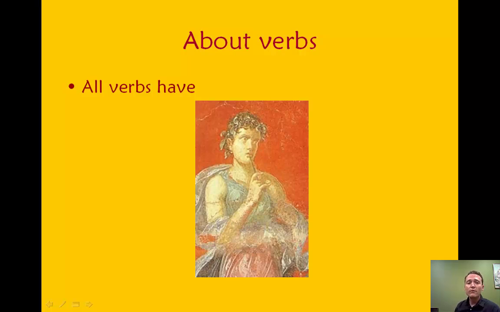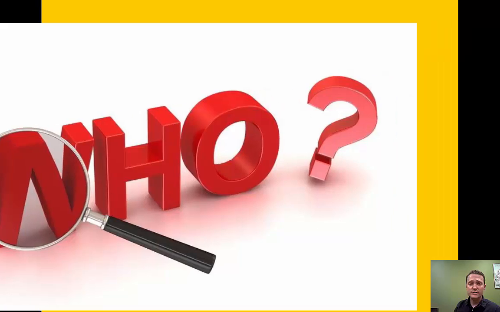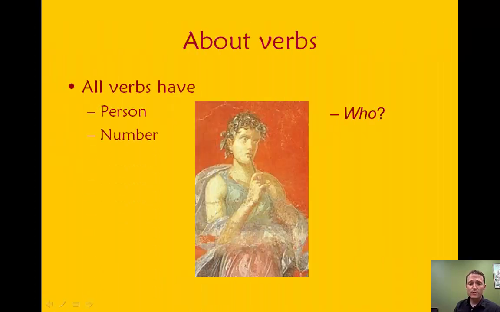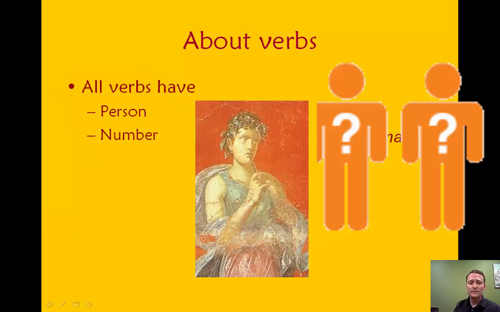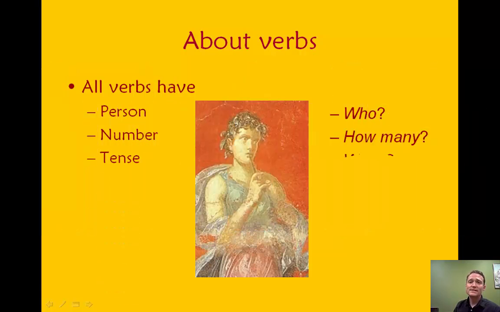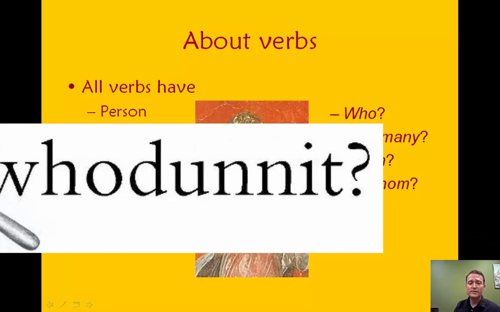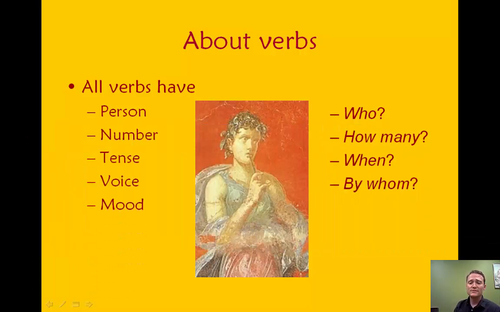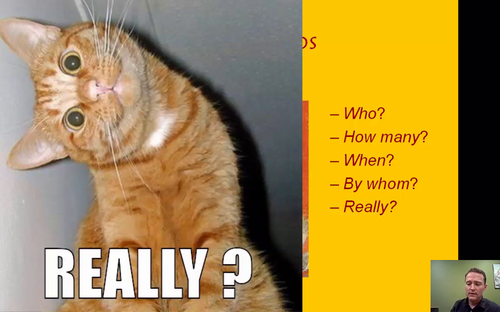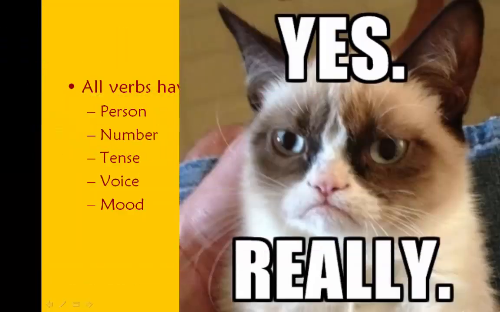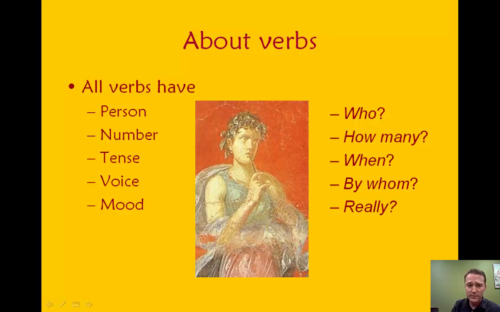Let's talk about what verbs have. All verbs have person, and this is going to tell us who is doing the action, or in some cases receiving the action. We'll have number, which is going to tell us how many. We have tense, that tells us when. We have voice, that tells us by whom, tells us who is doing the action. And then we have mood, which answers the question, really? Is this really happening? But today we're going to focus on some pretty straightforward, pretty easy things. And so you're going to see this list again, person, number, tense, voice, and mood, quite a bit. You'll become very familiar with it.